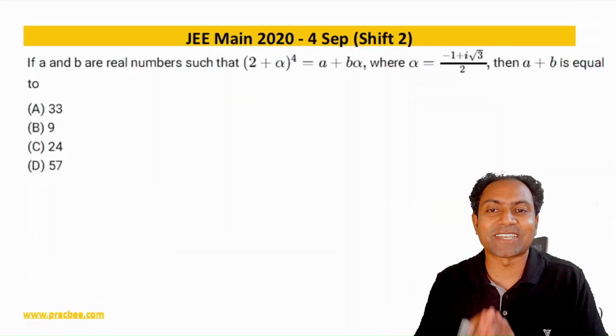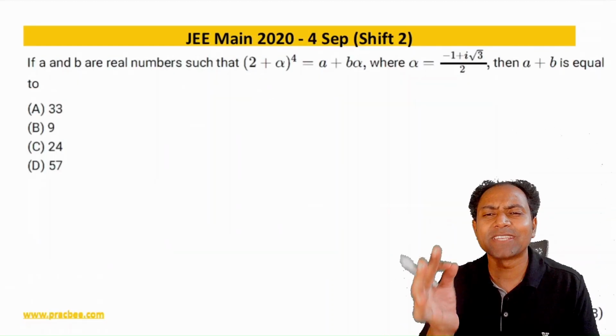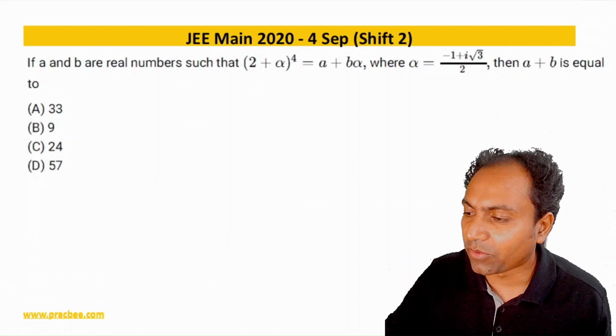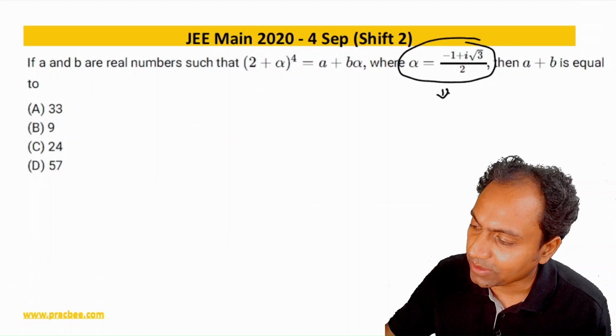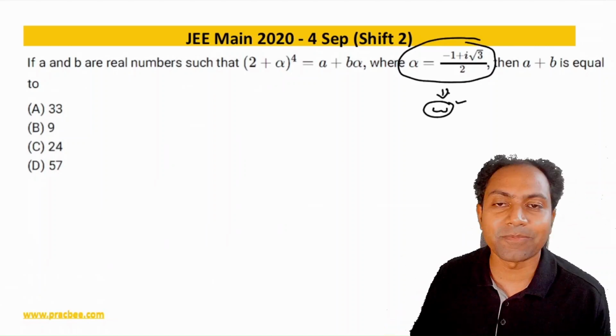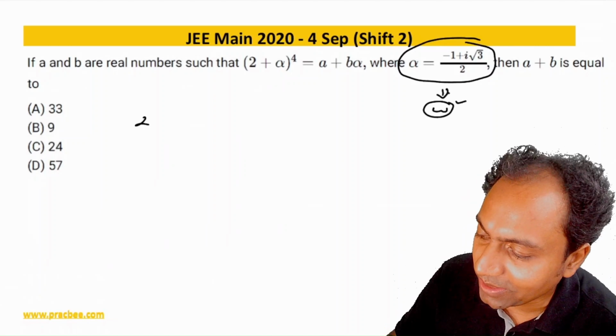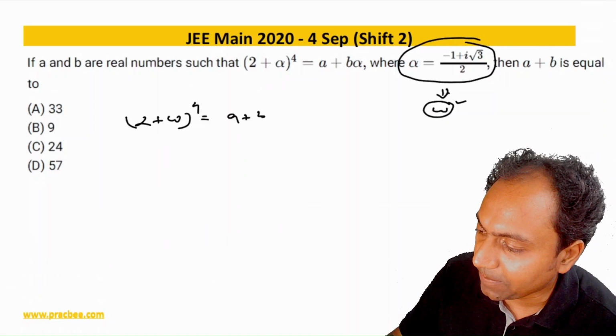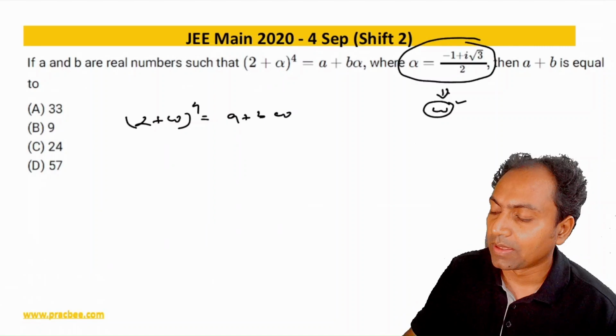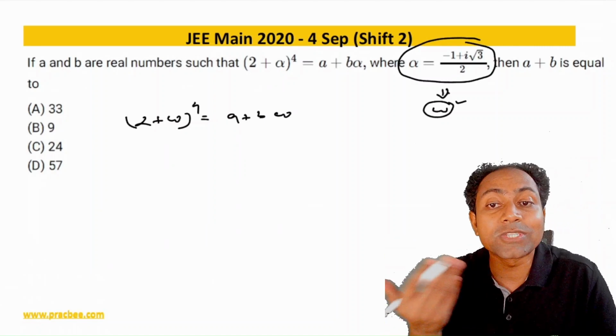Now this next question was asked in 2020. The question is very simple. If you identify one fact, and what is that one fact is this value of alpha that they're giving in this question is nothing but omega. If you identify this, your life becomes very easy, because then you can directly put it here as 2 plus omega raised to the power 4 is equal to a plus b omega. And your life becomes very easy, because now you can use the properties of omega.